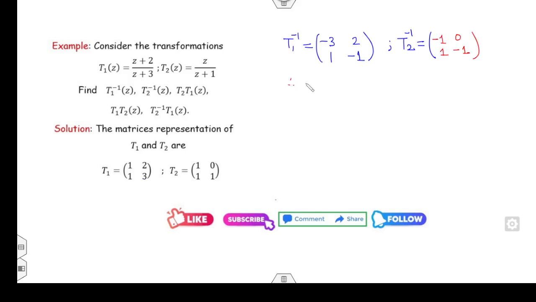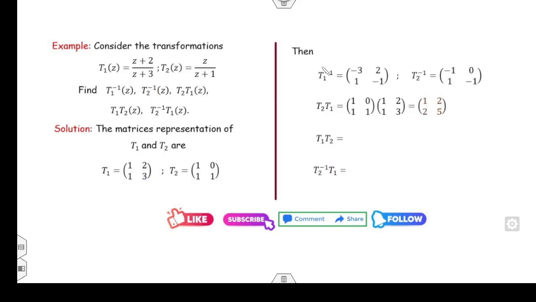Therefore, can you find the value of T1 inverse of z? Because this is the matrix, I can write it in terms of the representation: minus 3z plus 2 divided by 1z minus 1. Similarly, you can write T2 inverse of z: minus 1z plus 0 divided by 1z minus 1. These are the answers of the first part.